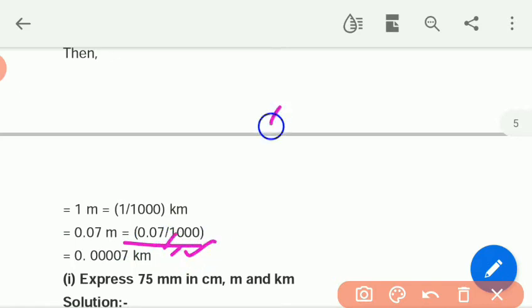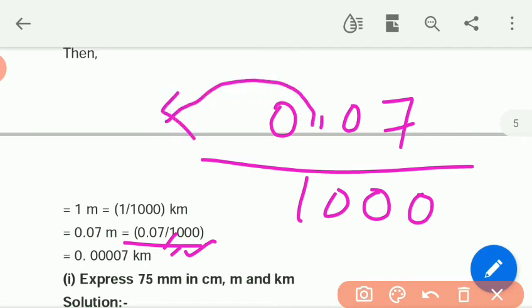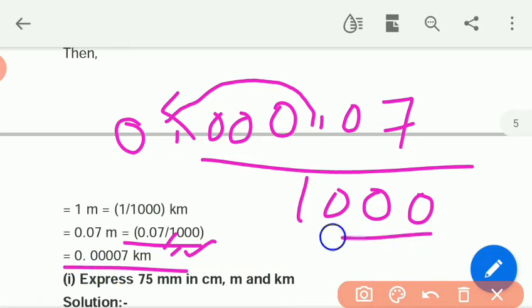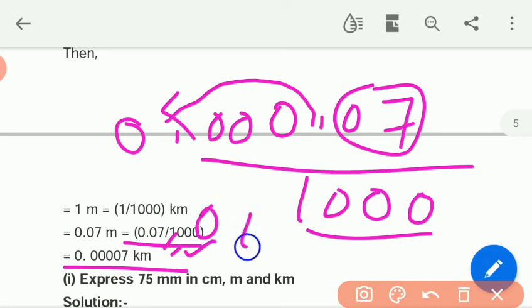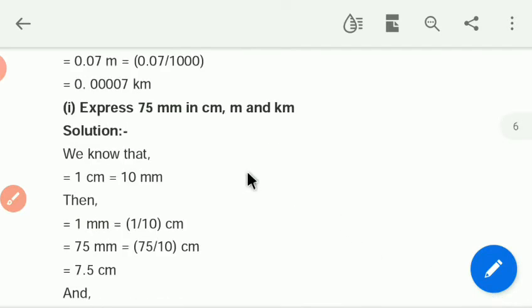Now how many zeros are given? 1, 2, 3. It means 0.07 is already given. Now we have to count 3 more digits. Means this will shift 3 digits ahead. So 1, 2, 3. It means it can be written as 0.00007. You can count how many zeros are there in total? 3 and 2 already, means 5 zeros. So 0.00007 kilometer. You have to count the number of zeros. After that you have to shift that number of times.